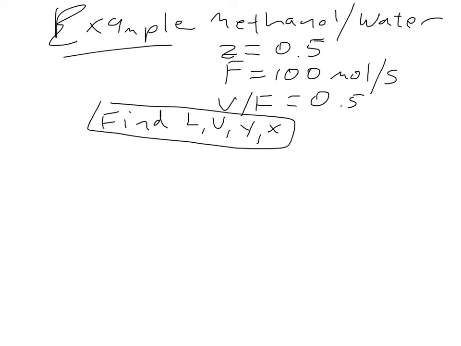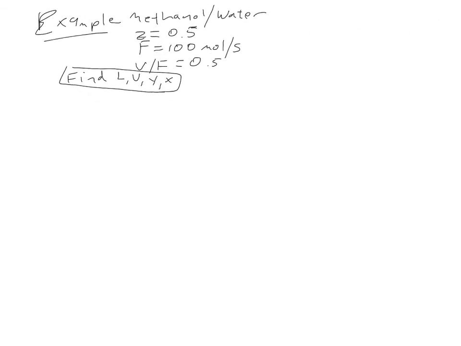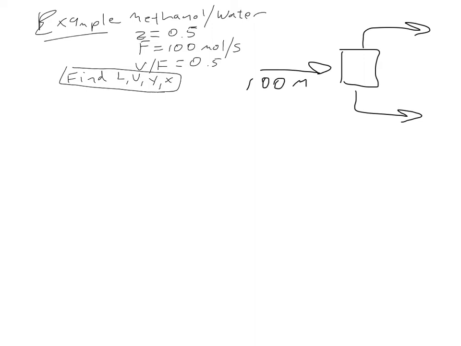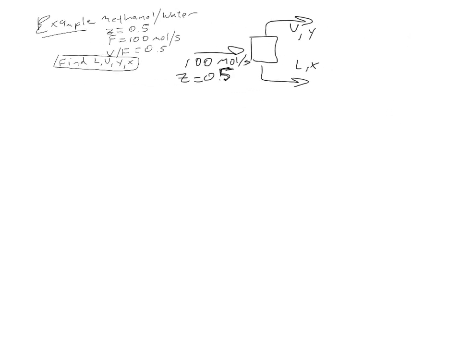So let me just box that. So this is essentially the setup for this problem. And we're running this in a flash drum again. So first thing, of course, we always do, we draw ourselves a diagram so we can make sure we get all the details correct. Let me just do that. And we've got ourselves our feed fraction, and we're looking for V and Y, and L and X. And so there we have it.